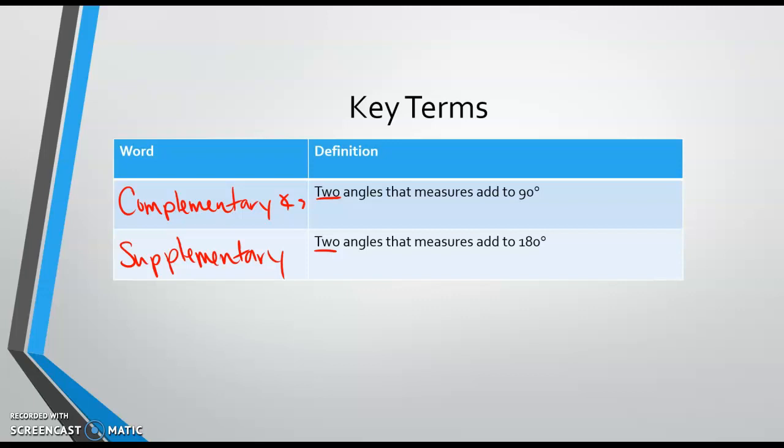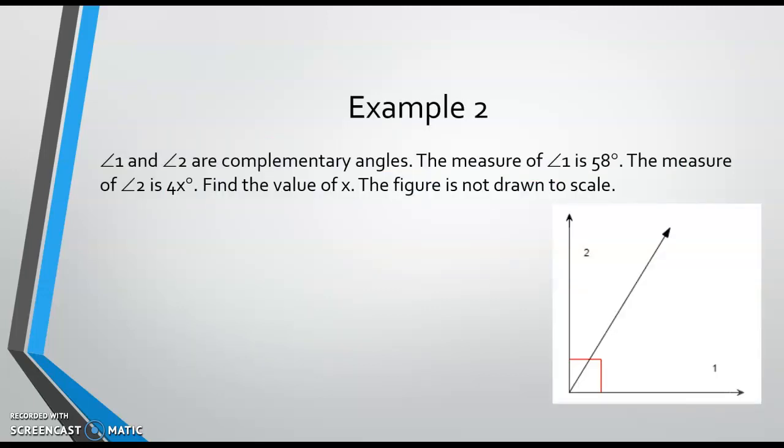So, how does this work? Angle 1 and angle 2 are complementary angles. The measure of angle 1 is 58 degrees, and the measure of angle 2 is 4x. Find the value of x.